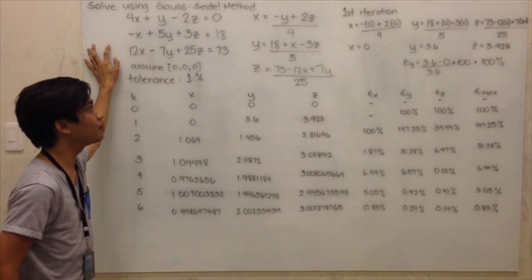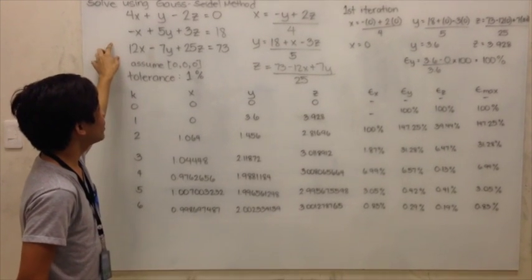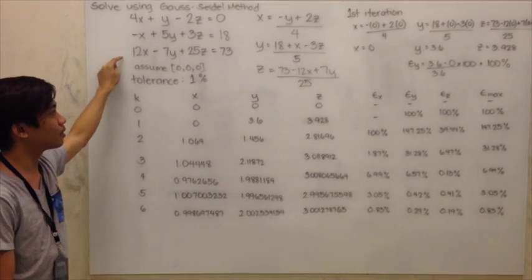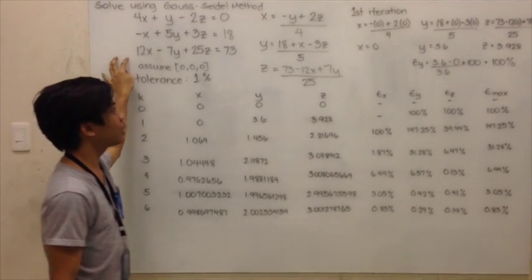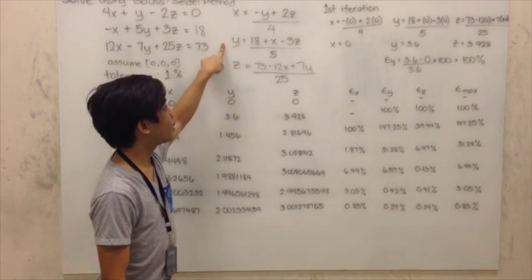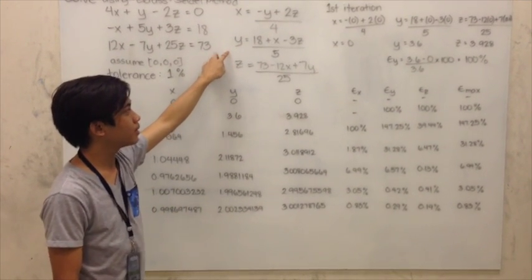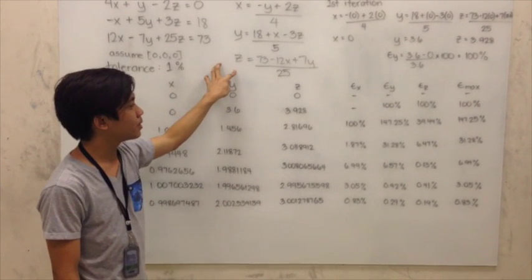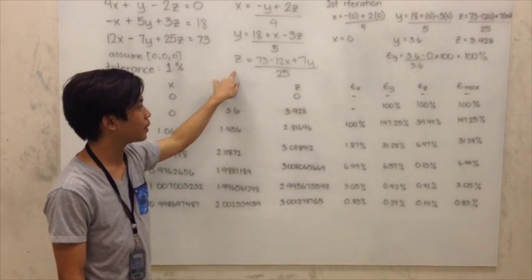So the next step is to rewrite the equations, the first one in terms of x, the second one in terms of y, and the third one in terms of z. So now we have x is equal to (negative y plus 2z) over 4, y is equal to (18 plus x minus 3z) over 5, and z is equal to (73 minus 12x plus 7y) over 25.